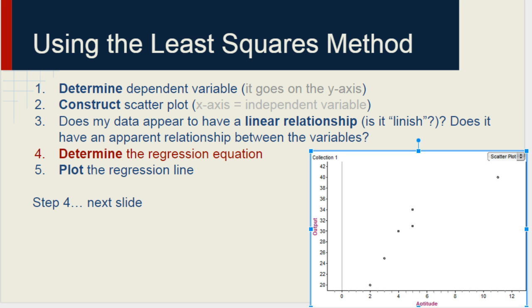So we've constructed our scatter plot. I've got a copy of it here in the slideshow. And now, third, we ask the question, does my data appear to have a linear relationship? Is it line-ish? And when we look at this graph, it very definitely does have a relationship. So then we're off onto the fourth step, which is determining the regression equation. Now, I've already shown you how to do it using technology. We're going to go back to first principles, and we're going to do it using basic algebra.